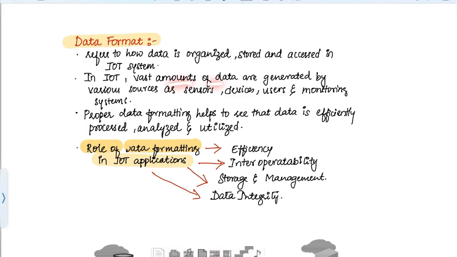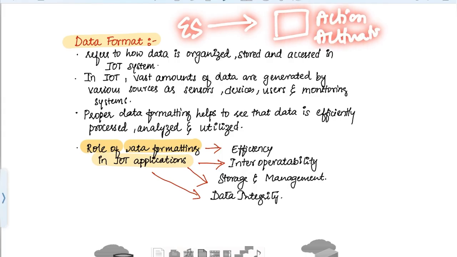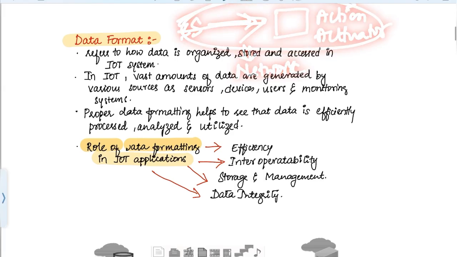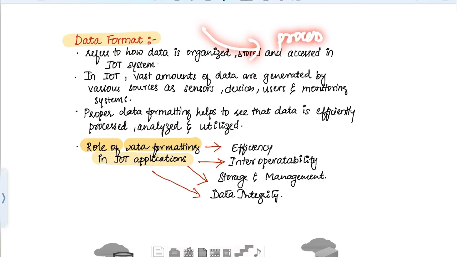In IoT, a vast amount of data is generated by various sources like sensors, devices, users, and monitoring systems. So as we know, a sensor will detect any particular thing from the environmental stimuli and convert it into any action which is required using an actuator. But this conversion does not happen directly. We make use of a network to transfer the data, and once the data is accessed here, it needs to be processed also. So in order to perform all these operations, data is very important, and understanding the data format is again very crucial. So proper data formatting will help us to see that the data is efficiently processed, analyzed, and utilized.